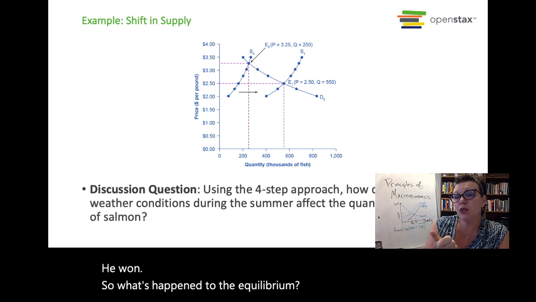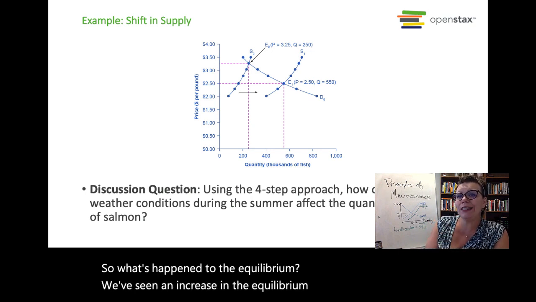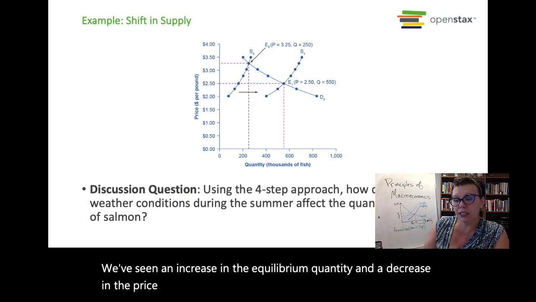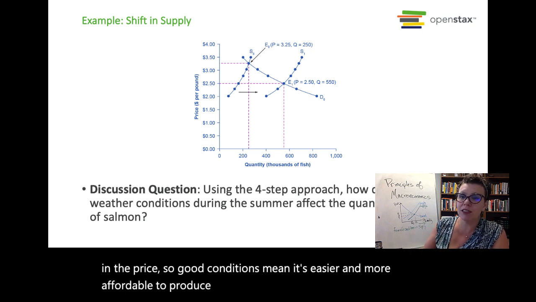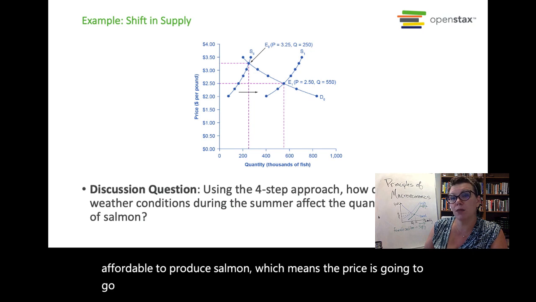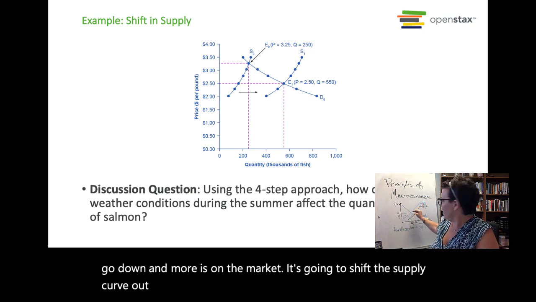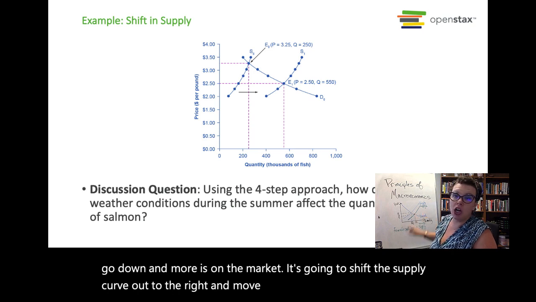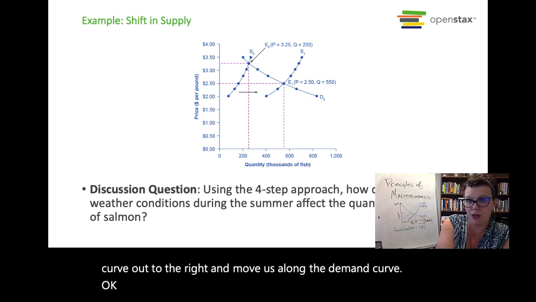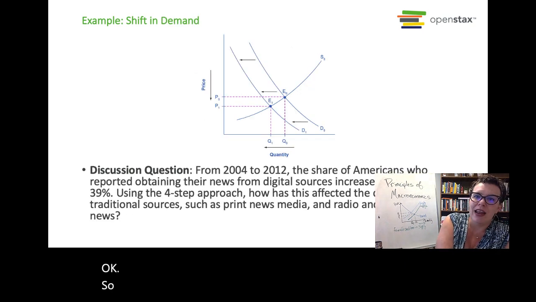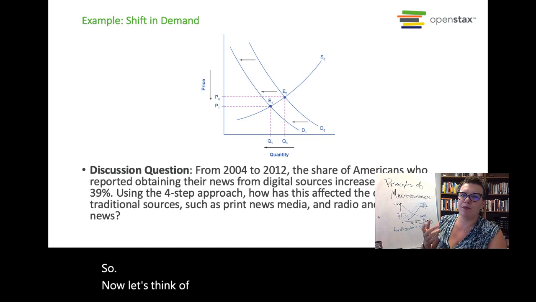So what's happened to the equilibrium? We've seen an increase in the equilibrium quantity and a decrease in the price. So good conditions mean it's easier and more affordable to produce salmon, which means the price is going to go down and more is on the market. It's going to shift the supply curve out to the right and move us along the demand curve. Okay? So far, so good? Okay. So now let's think of another example.